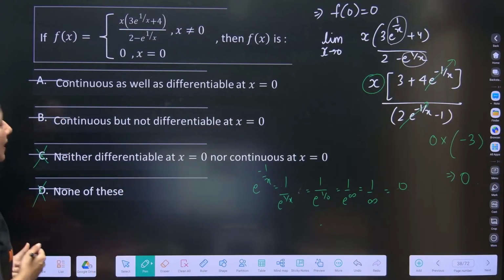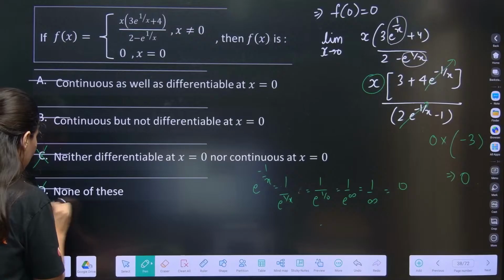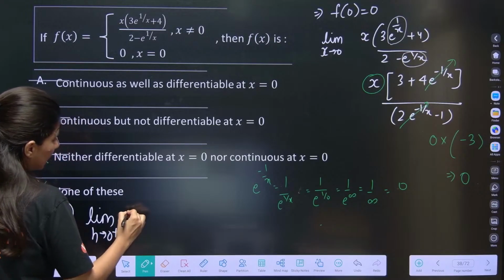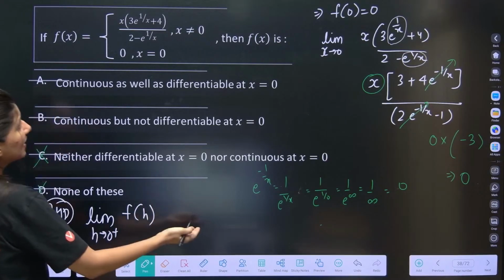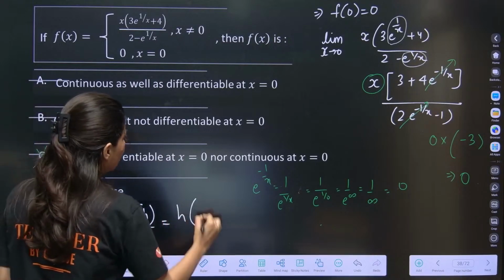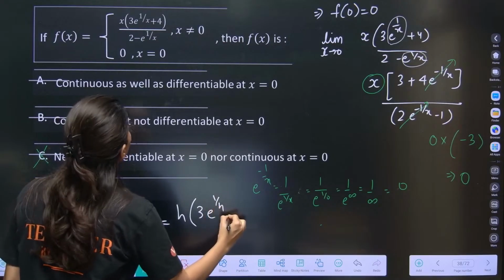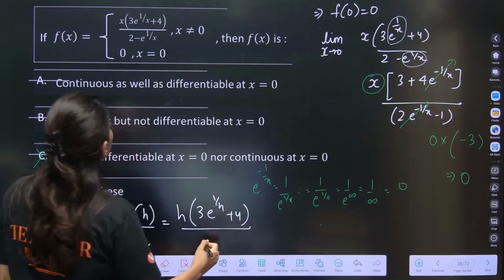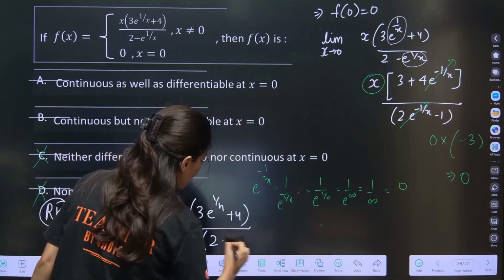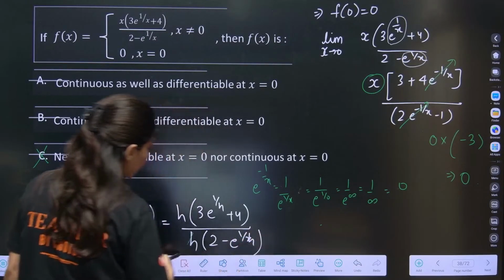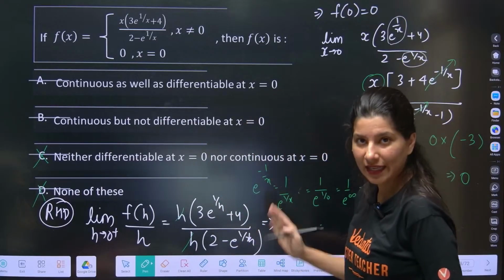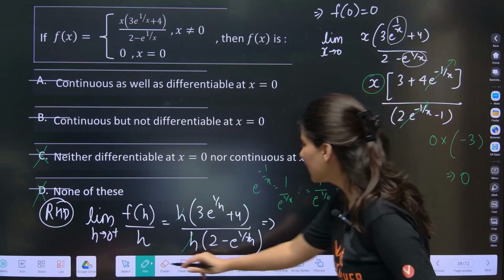For that, left hand and right hand limit. So right hand derivative, let's calculate. So limit h tends to 0 plus and f of h minus f of 0. f of 0 is 0. So f of h upon h. So this is h times (3 e power 1 by h plus 4) upon h times (2 minus e power 1 by h). h cancels. And again infinity by infinity form. The moment you take e power 1 by h common from both the sides, I am removing it.